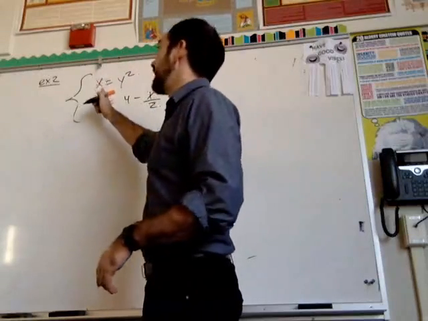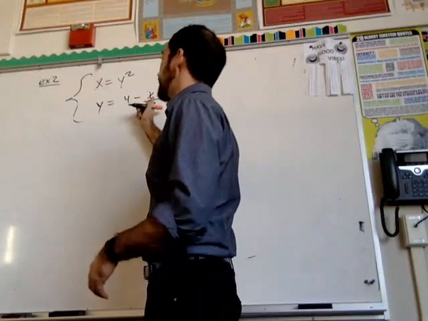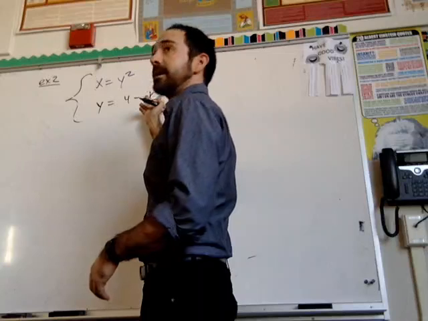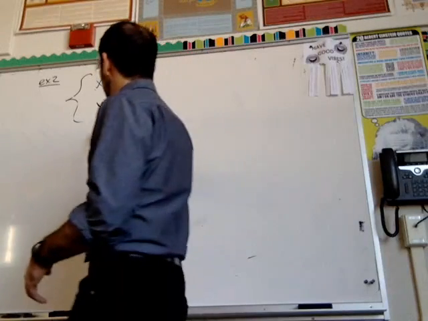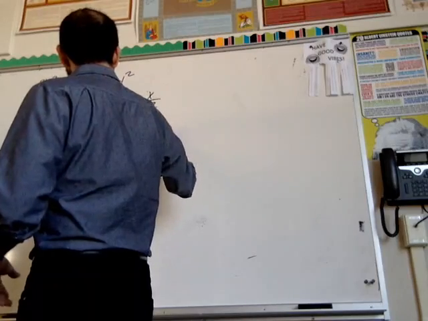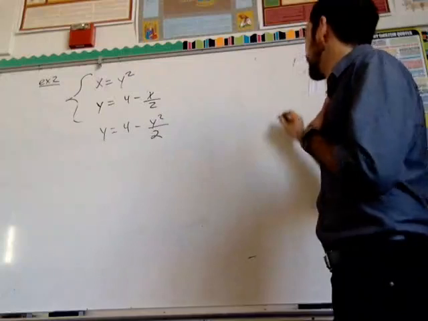Here's the deal. X is equal to y squared, right? It's a system, so this x and that x are identical. So I could take the y squared and just put it right here. That's where I'm going to start. Y is equal to 4 minus y squared over 2. But I really like what you're saying. You're saying this.